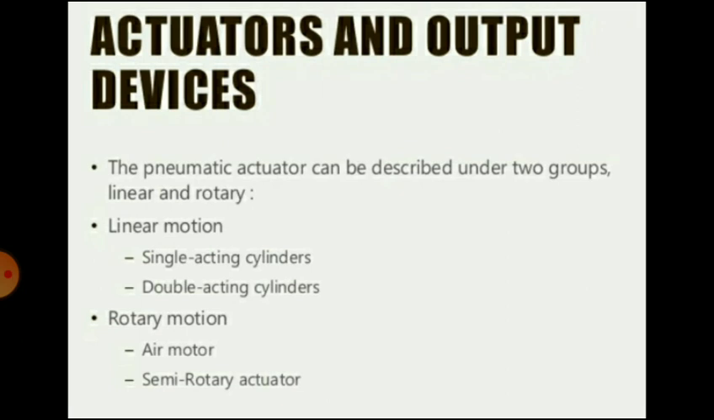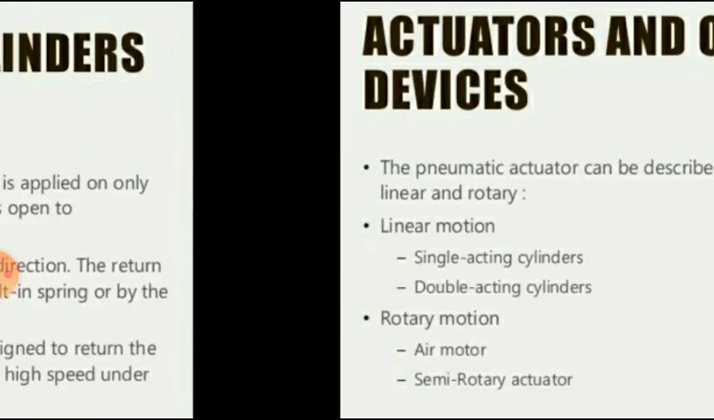Pneumatic actuators can be described under two groups, linear and rotary. First is linear motion. It involves single acting cylinders and double acting cylinders. The second category of pneumatic actuators is rotary motion. It involves air motors and semi-rotary actuators.